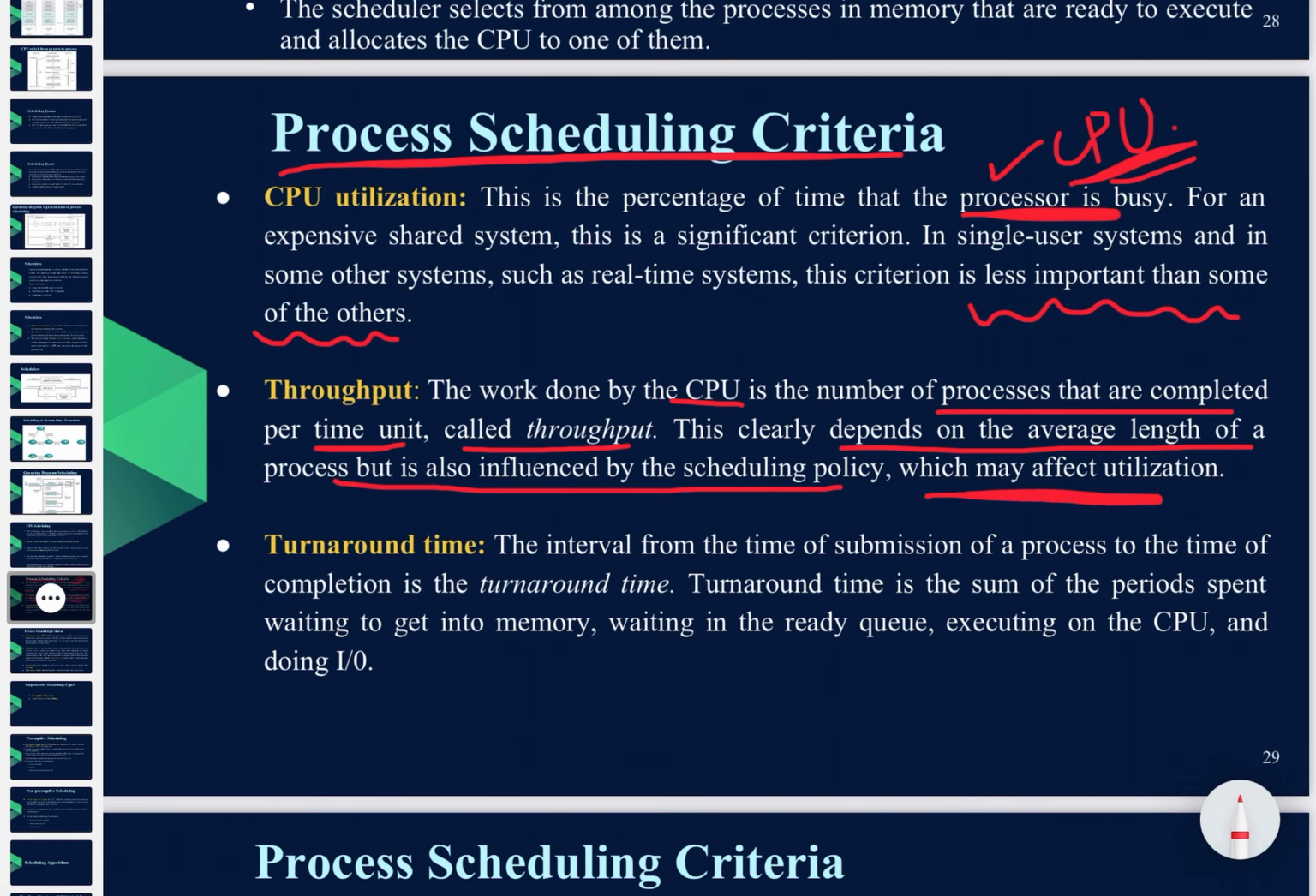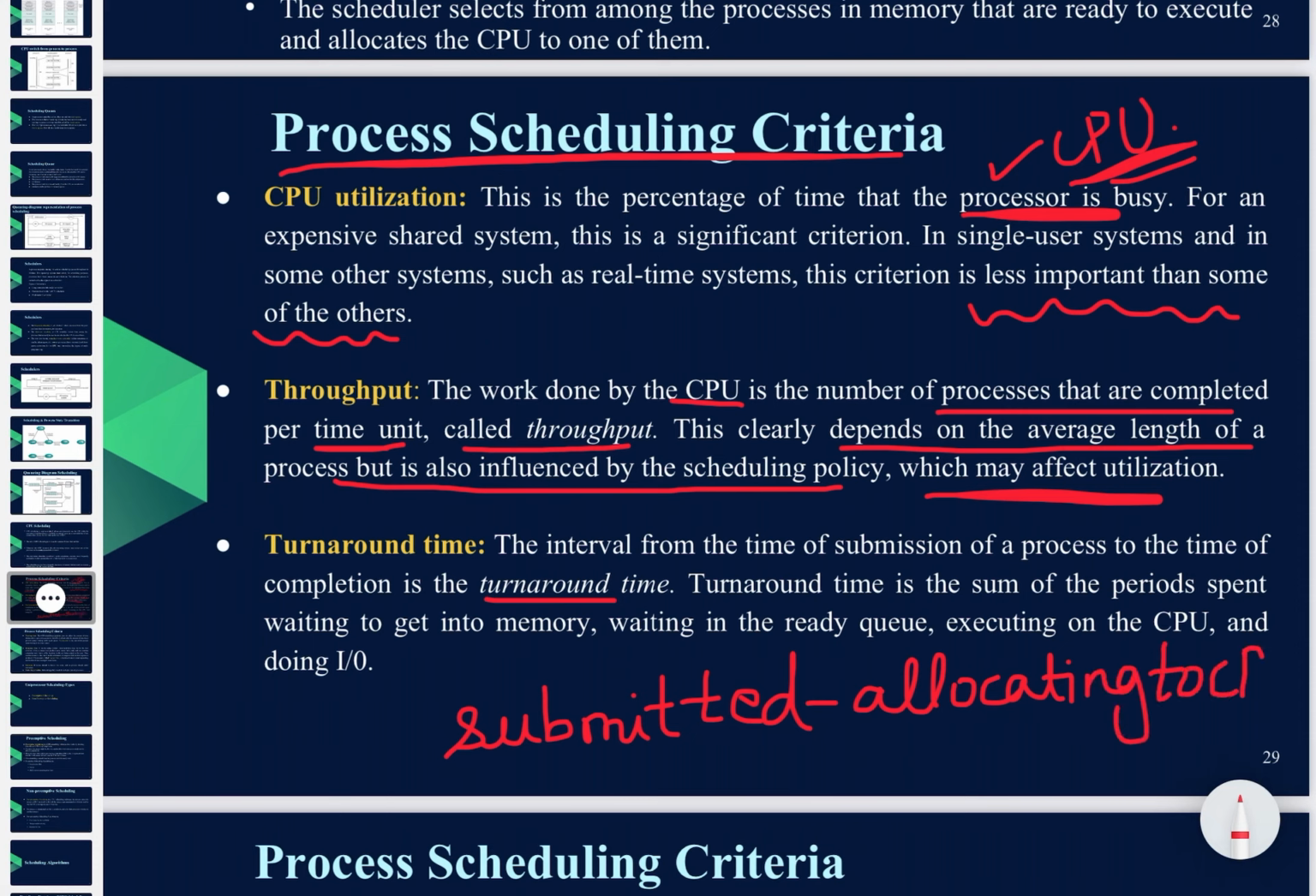the utilization. Turnaround time, the interval from the time of submission of the process to the time of completion, is called the turnaround time. So when the process is submitted, that means it is allocated to the CPU. So you are allocating it to the CPU till the time it takes to complete and exit the CPU. That is called the turnaround time.